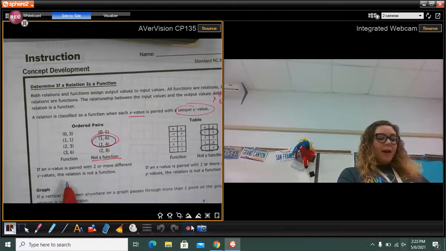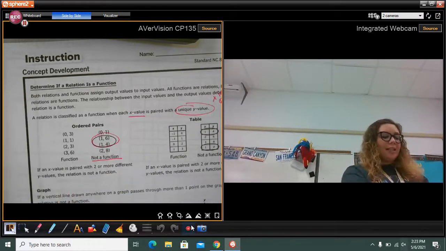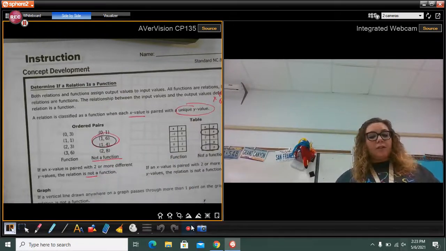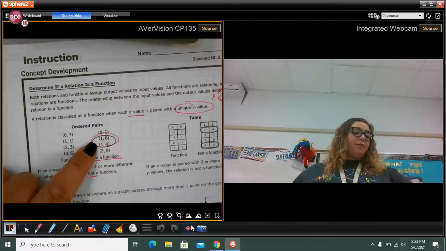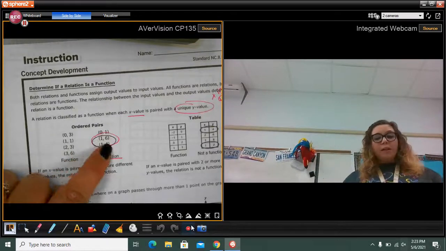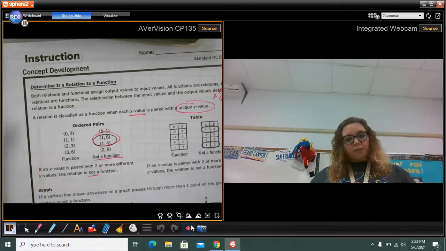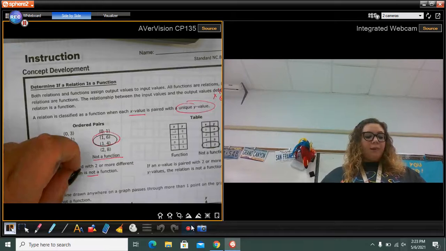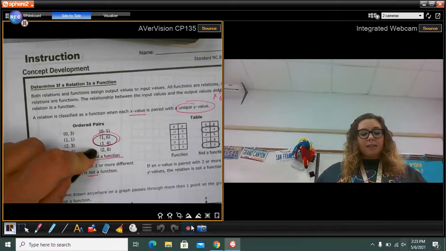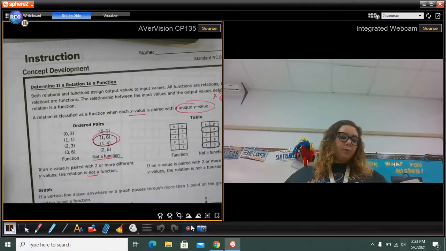If an x value is paired with two or more different y values, the relation is not a function. So this is like saying you go to your drink machine and you press the button for a Coke. You better get a Coke out. I go back and it gives me a Pepsi. Machine's broken. So if I put 1 in the machine, I better get a 6. If I plug another 1 in, I better get a 6. However, this time I got a 4, so my machine is broken.